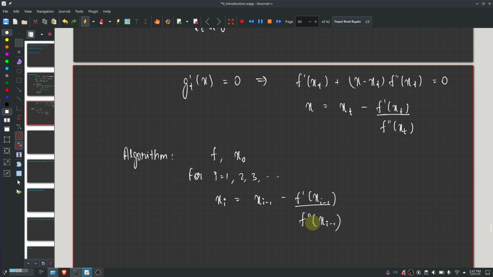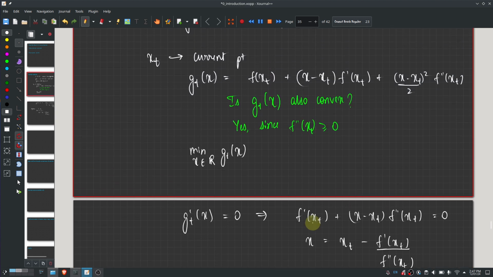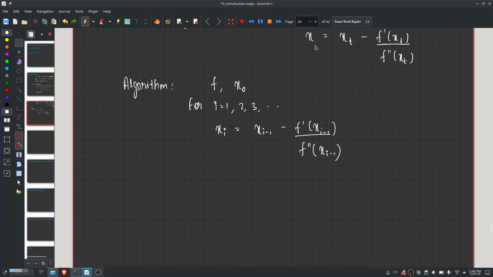So one thing to be kept in mind is that for this to work, we want the second derivative of f to be strictly greater than 0. Otherwise, this won't work, right? Because if the second derivative were not greater than or equal to 0, then this would not be a convex function, it would be a concave function. Correct? And this would not really be a minimum.